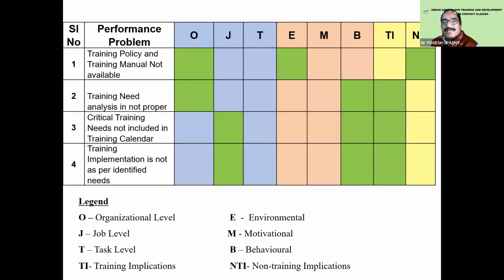Now, if you take this example, here O is the organizational level, J is job level, then task level, environmental, motivational, behavioral, training intervention, non-training intervention. What is job and task? What is the relation of job and task? A job is made up of multiple tasks. Yes, thank you very much. Because I know there are people from science, and there are people from other branches also.